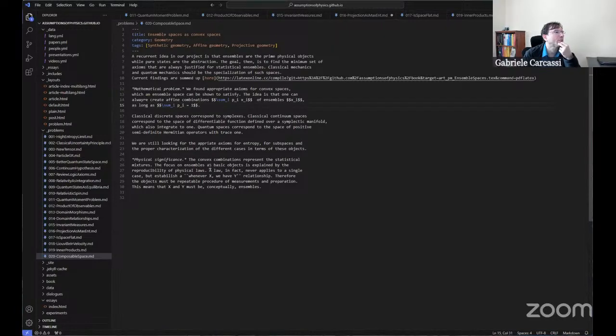The ensembles as basic objects are explained by the reproducibility of physical law. A law, in fact, never applies to a single case, but establishes that whenever X, we have a Y relationship. Therefore, the objects must be repeatable procedures of measurement and preparation. This means that X and Y must be conceptually ensembles. Okay, so these were all the pieces, and I don't have anything else.